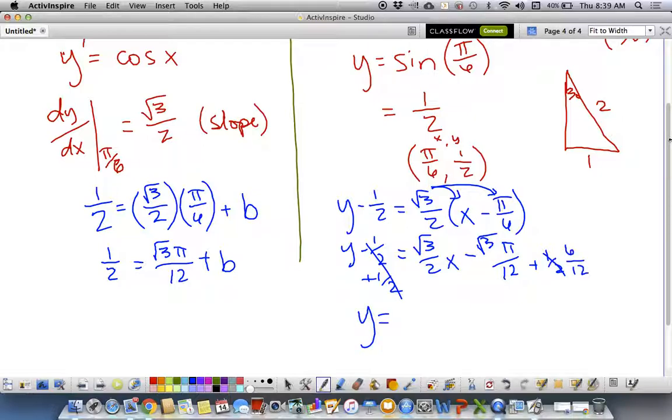So y equals the square root of 3 over 2, x minus pi. Sorry, that's not where my pi is, it's x. It really doesn't matter which one goes first. Square root of 3 pi plus 6, all over 12.